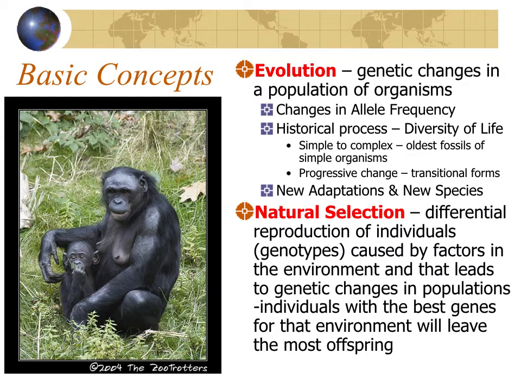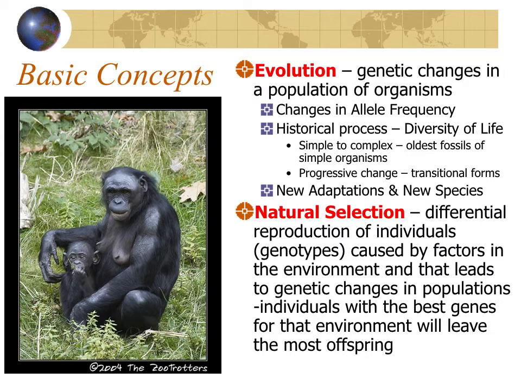Evolution, the term biological evolution, refers to genetic changes that occur in a population of organisms over time. It's the change in the frequency of alleles, okay, alternate versions of genes. Over time, these things will change. This is a historical process that's led to the diversity of life and to the development of new adaptations and new species. The primary way that evolution occurs is by natural selection.